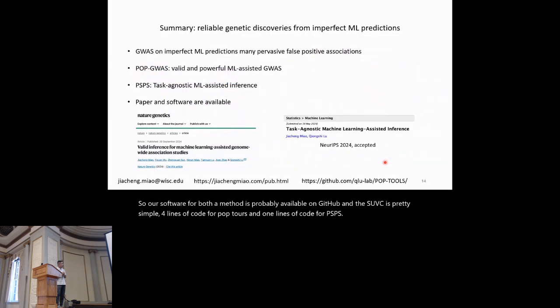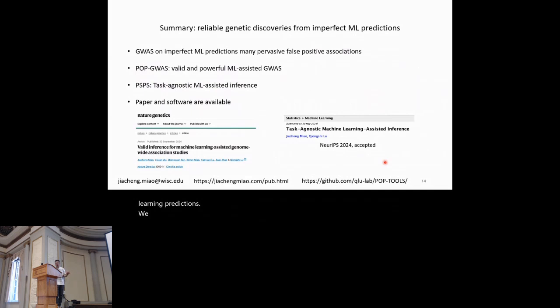So to summarize, we showed that if we just do a GWAS on the imperfect machine learning predictions, it may give us pervasive false positive associations. We propose a statistical framework called pop GWAS to ensure reliable genetic discoveries from imperfect machine learning predictions. We also generalize linear regression to a wide range of statistical tasks. And the paper and software are available.